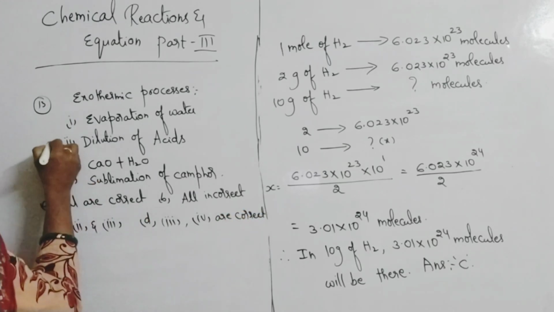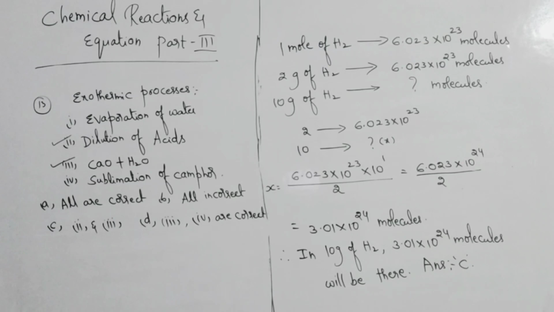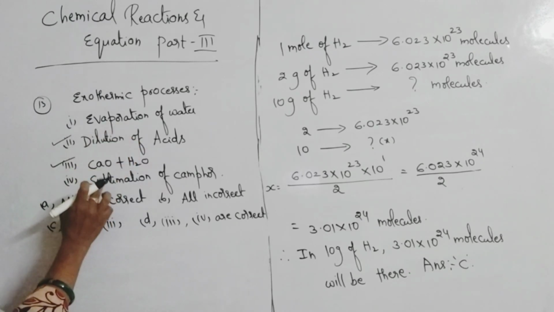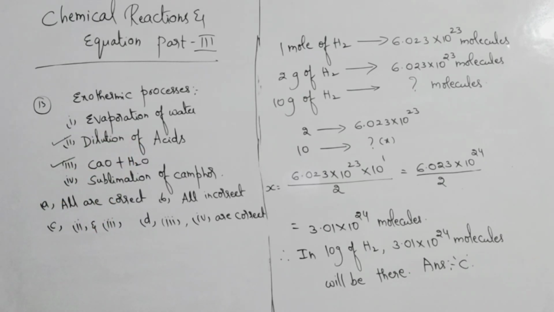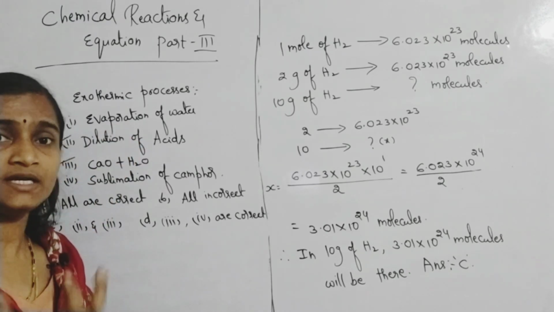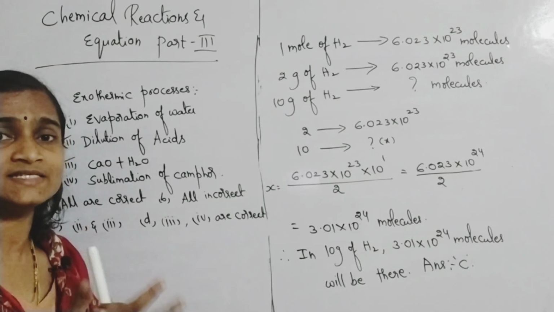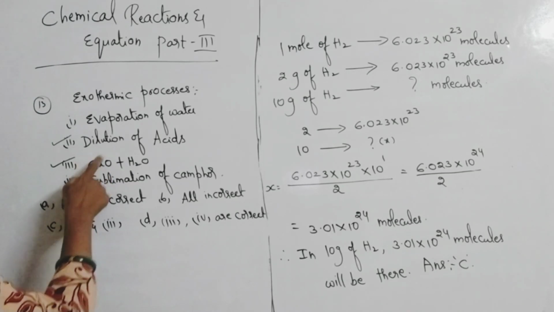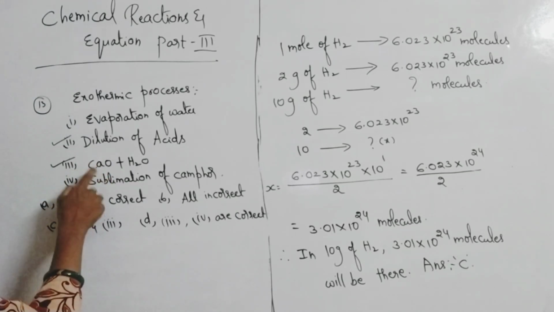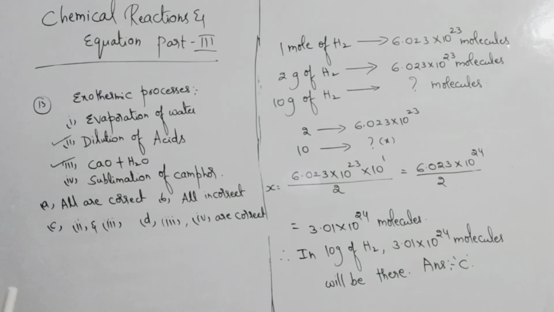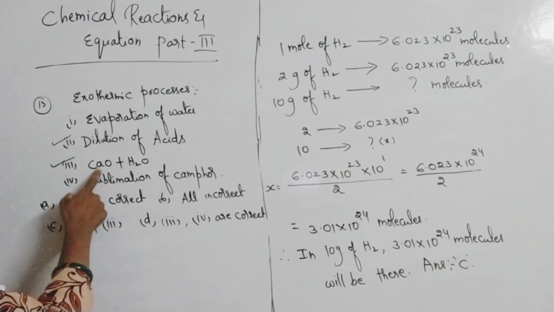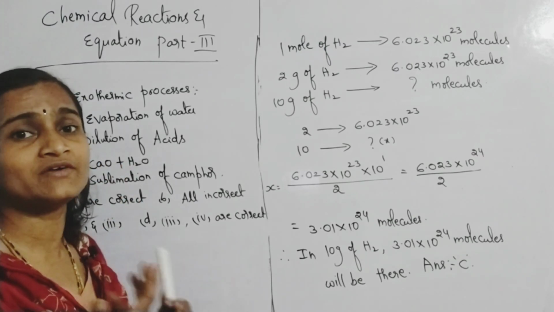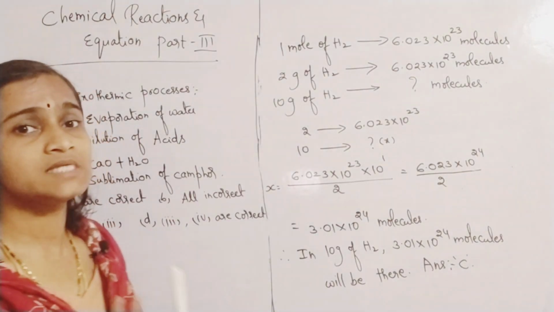Yes, these two are what? Exothermic processes only. Evaporation of water and sublimation of camphor take some energy to convert their states. So here the compulsory exothermic reactions are these two only. Dilution of acids liberates a lot of heat energy, so it's exothermic. And CaO plus H2O, we have learned for whitewashing of walls, that is the same reaction.